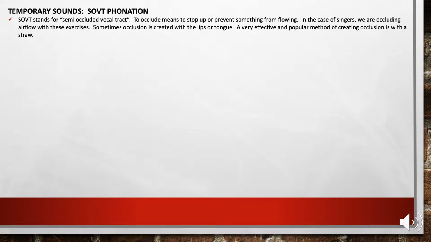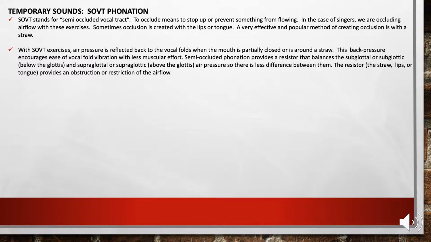A very effective and popular method of creating occlusion is with a straw phonation. With SOVT exercises, air pressure is reflected back to the vocal folds when the mouth is partially closed or is around a straw. This back pressure encourages ease of vocal fold vibration with less muscular effort.